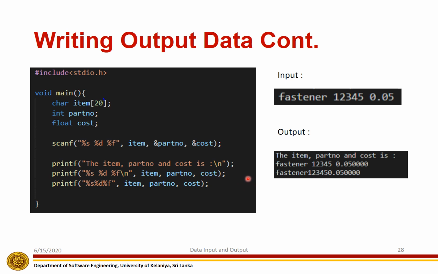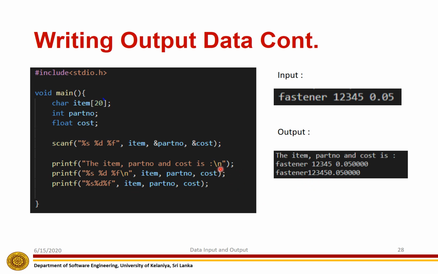Now suppose that the item, part number, and cost have been assigned the values fastener, 12345 and 0.05. In the second statement, with the white spaces, it will output fastener space 12345 space 0.05, and this uses the default decimal places. In the third one there are no white spaces in the control string, so in the output also there are no white spaces.